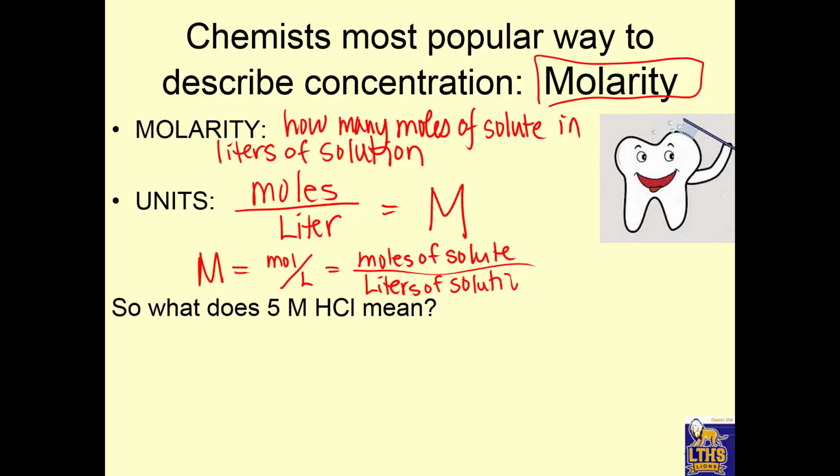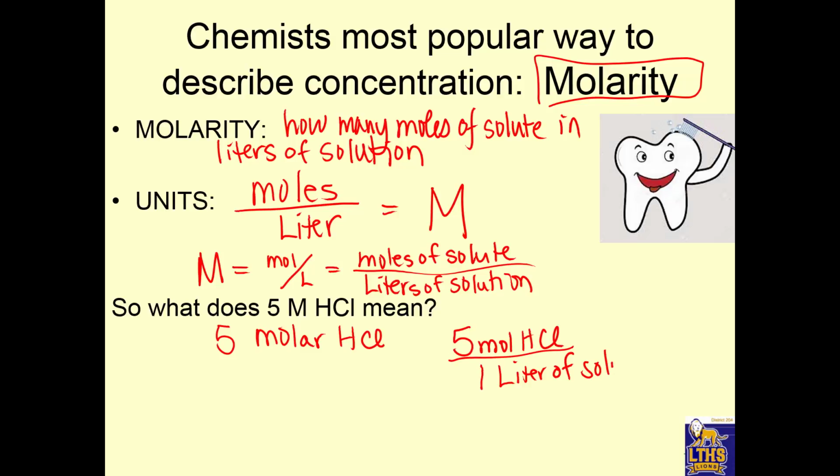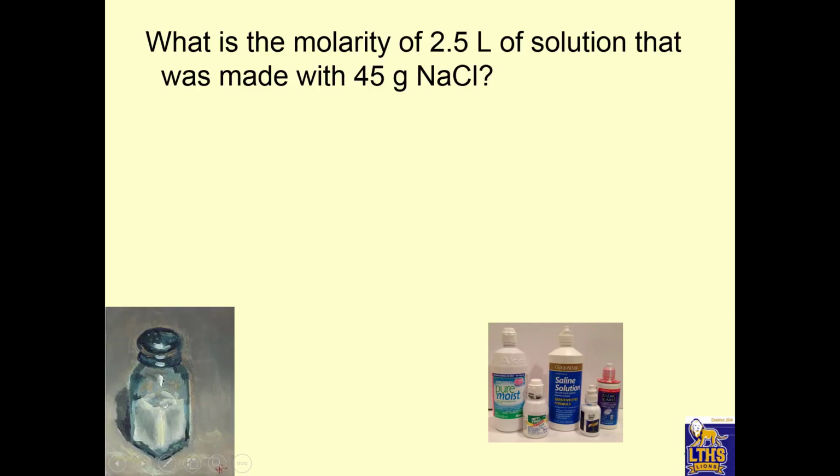Okay. So what does 5 capital M mean? It means 5 molar HCl. That means there's 5 moles of HCl, hydrochloric acid, for every 1 liter of solution. Right? It's a ratio. So we can calculate molarity if we know two things, the moles and the liters.